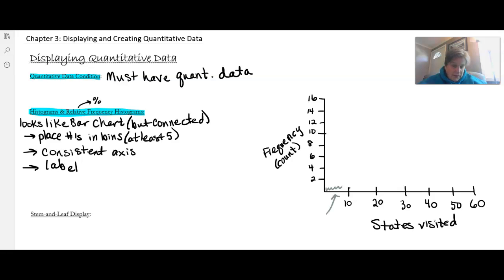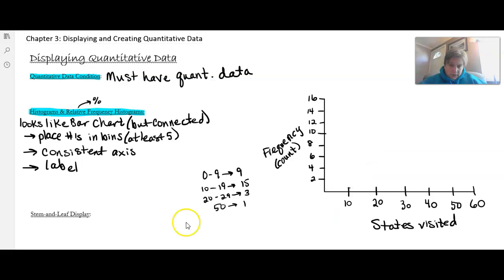What's in between right here is going to be the people that have been to 0 to 9 states. And this bin right here is going to be the people between 10 and 19 states. Okay? Do not label your bins like this. You need to do tick marks like I've done here. But you need to recognize that what's in this first bin is people that have been to 0 through 9 states. Okay? So I'm going to erase those, and then I'm going to tell you how many have been in those bins.